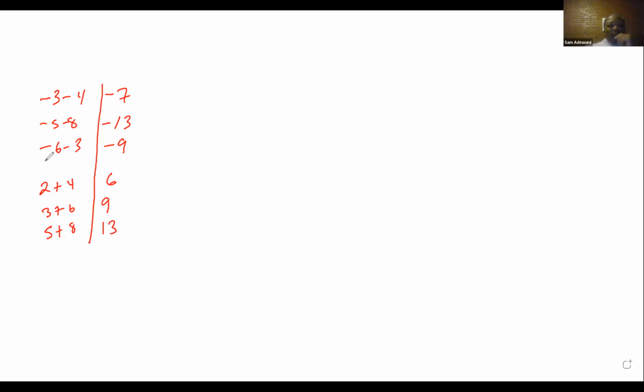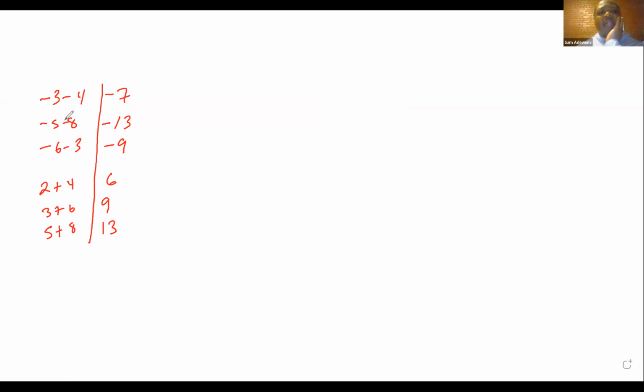Let's take a look at this list. Tell me what do you notice about this list here? This left-hand side. What do you notice about these numbers? It's opposite. Well, let's just say this set of numbers. This first three, what do you notice? What can you say about them? You basically subtract to add.